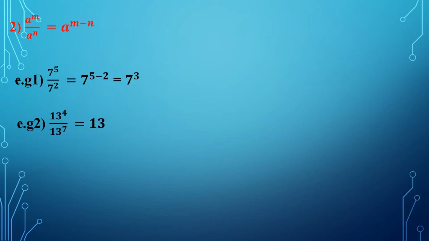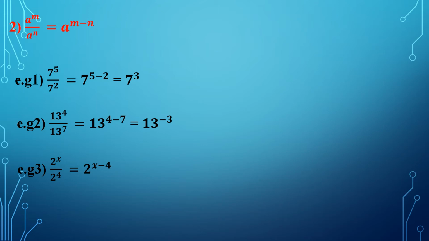What do we do if we have the power in the denominator greater? That is 13 raised to 4 upon 13 raised to 7. Exactly the same way as we did in the first one: 13 raised to 4 minus 7. That will give us 13 raised to minus 3. How to deal with negative powers? We will be seeing when we reach that law of indices. So we will be clarifying that when I explain the a raised to minus n law.